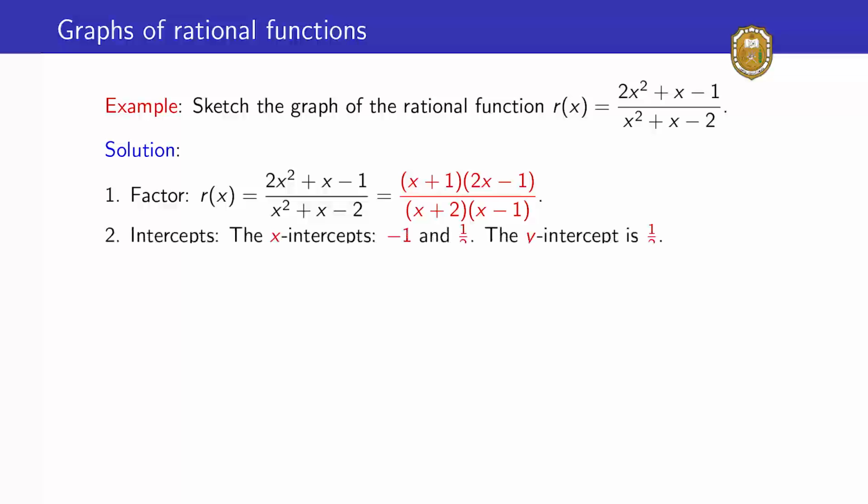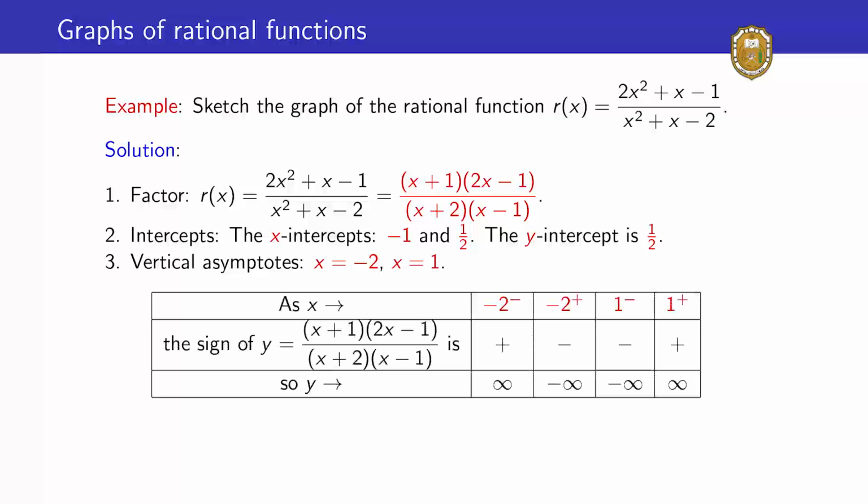The x-intercepts are the points −1 and 1/2. The y-intercept is the point 1/2. The vertical asymptotes, which are obtained from the zeros of the denominator, are x = −2 and x = 1.